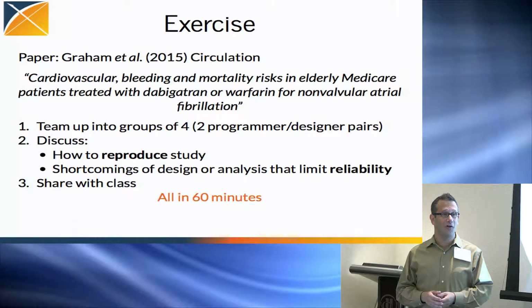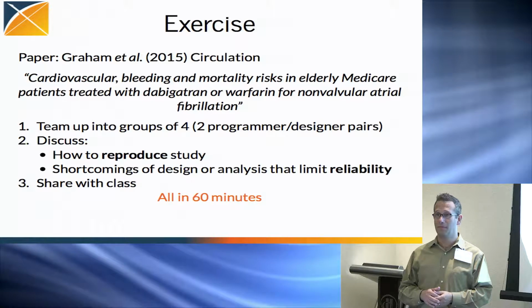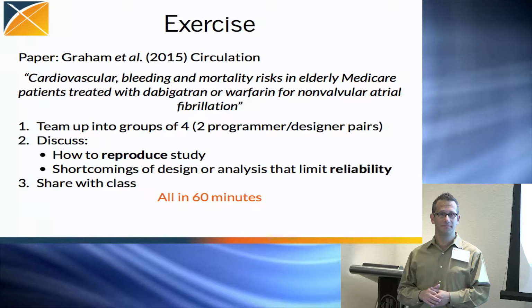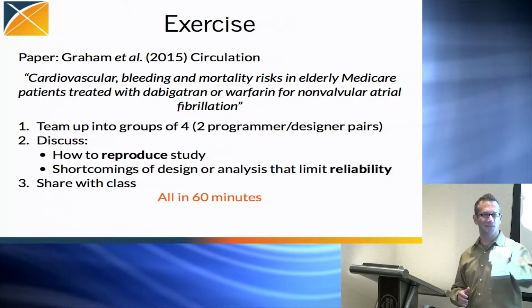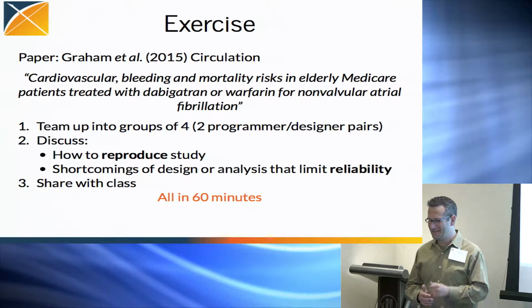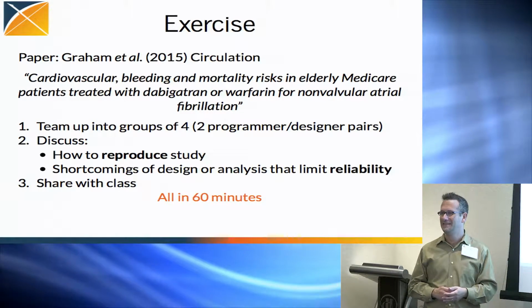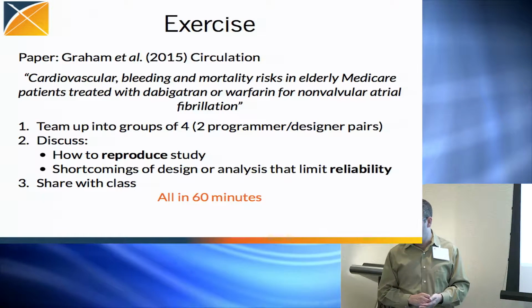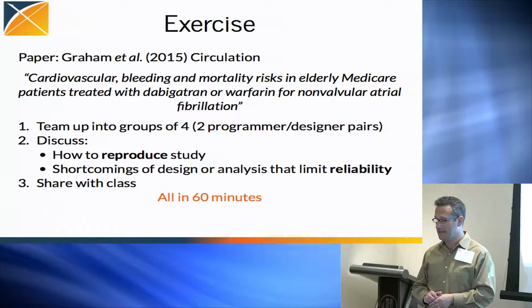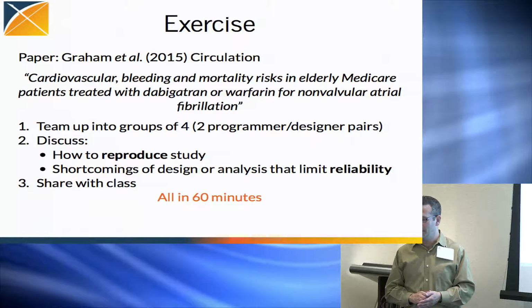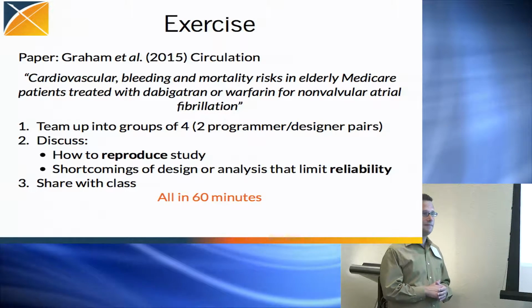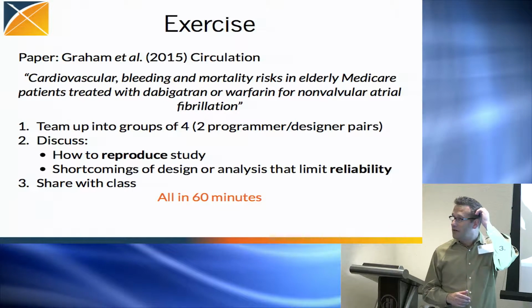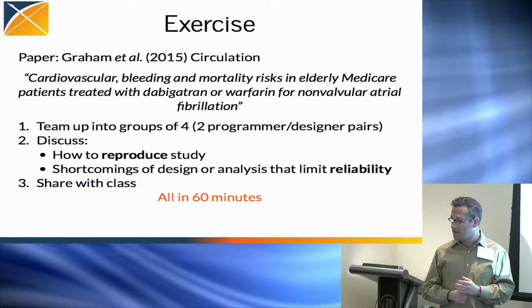I'm going to assume that all of you have had a chance to read the Graham and colleague paper. Yes? Everyone pull it out, you're going to need it. If you don't recall, we're looking at cardiovascular bleeding and mortality risk in elderly patients treated with dabigatran or warfarin for non-valvular AFib. In the next hour, we're going to do an exercise on this paper.